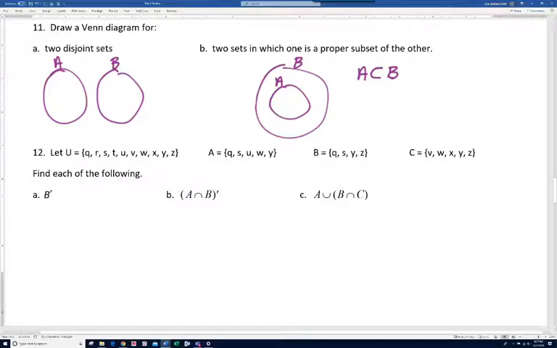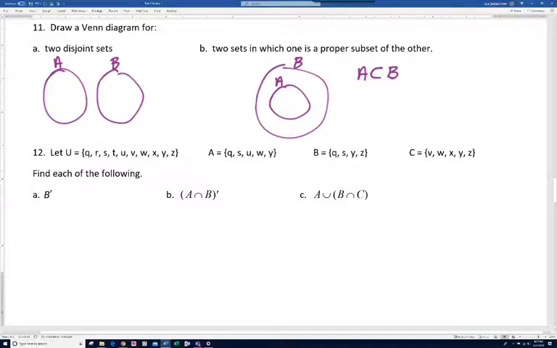All right, let's look at number 12. So we did one of these earlier with just two sets, A and B. Now we have three sets, A, B, and C. So U is basically the set with Q through Z in it. A has Q, S, U, W, and Y in it. B has Q, S, Y, and Z in it. And C has V, W, X, Y, and Z in it.